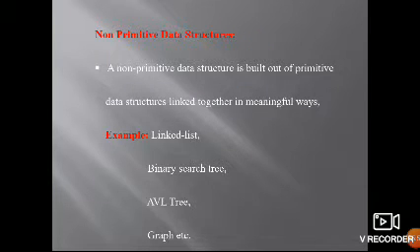Non-primitive data structures are built out of primitive data structures, linked together in a meaningful way. Examples are linked list, binary search tree, AVL tree, and graph. These are examples of non-primitive data structures, which are not built in. Primitives are the built-in instructions.